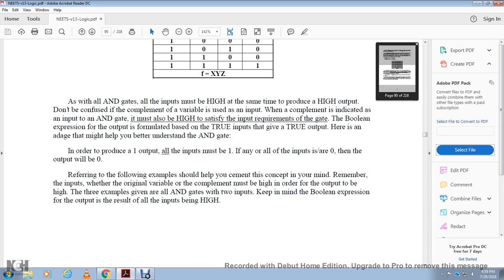In order to produce a 1 output, all the inputs must be 1. If any or all of the inputs are 0, then the output will be 0. The following examples help you remember this concept. Remember, the inputs, whether the original variable or its complement, must be high in order for the output to be high. Three examples are given, and all the gates have two inputs. Keep in mind the Boolean expression for the output is a result of the inputs being high.